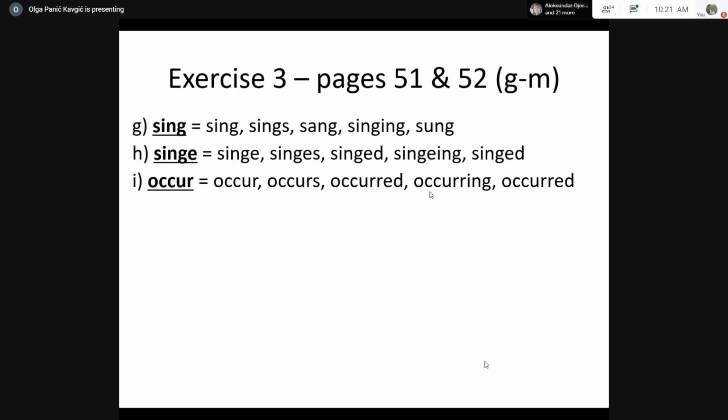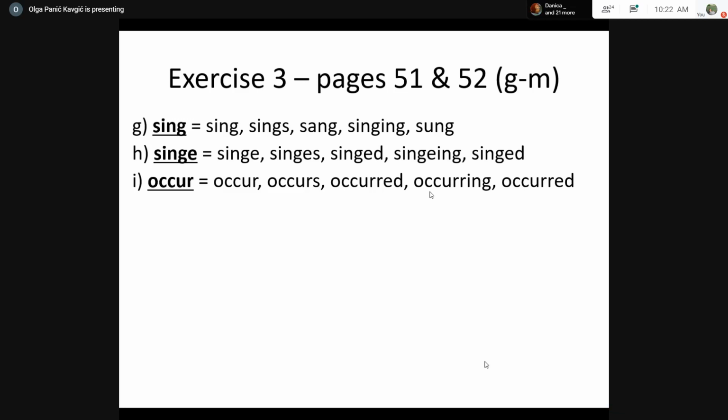Permitting. Yes. And again, permitted. Yes. Now, do you have the doubling of the final letter T? Yes, very good. So it's permitted, double T, permitting, permitted.